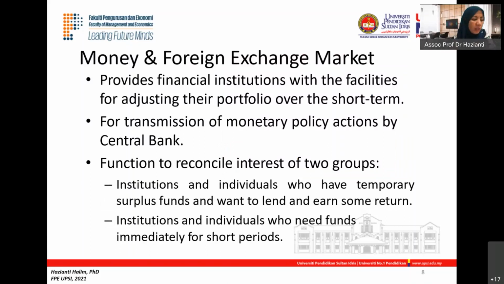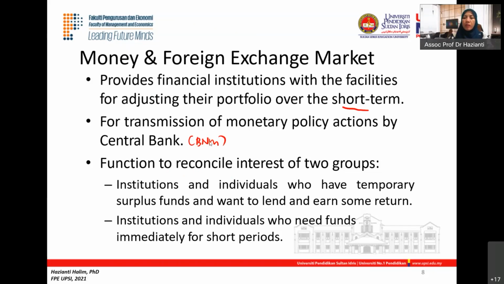So why do we need money market? This market provides the financial institutions with the facilities for adjusting their portfolio over the short term. So we're talking about short term, anything less than 1 year. And also we are talking about the transmission of monetary policy actions by the central bank. So in Malaysia, our central bank is Bank Negara. Alright, and then the function is to reconcile the interests of two groups.